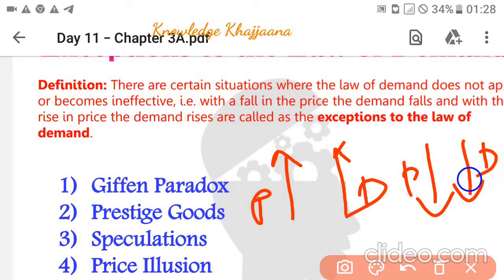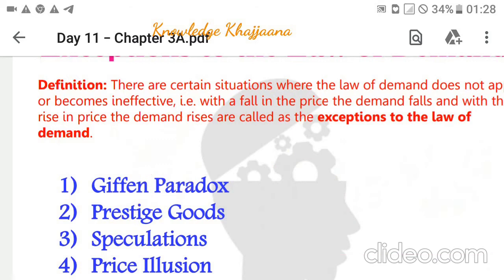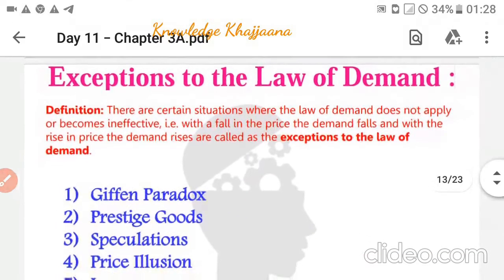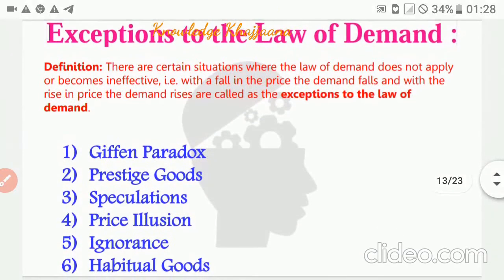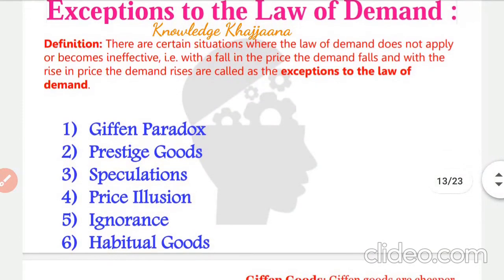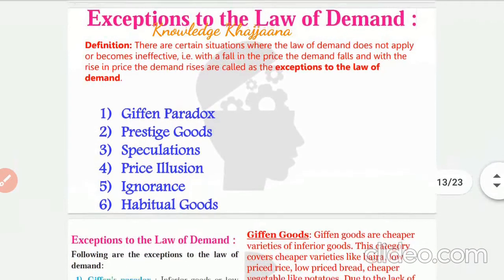Okay, that's why the law of demand doesn't hold true, or it gets violated. Now, which are those exceptions? See, first is Giffen Paradox, then prestige goods, then speculations, price illusion, ignorance, and habitual goods. We'll learn one by one.